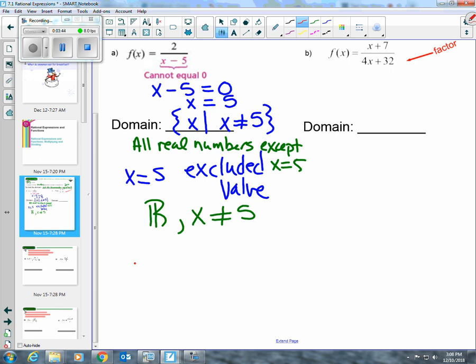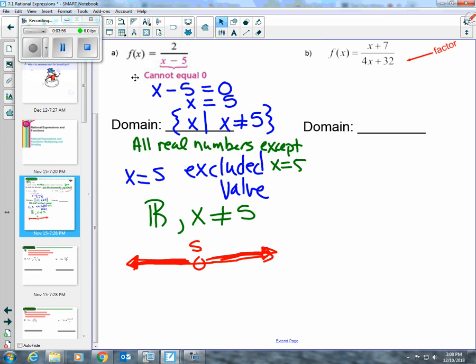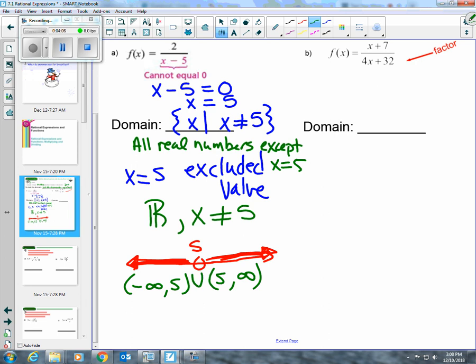Interval notation would be like thinking about what you could use on a number line. We couldn't have 5. But we could have everything else, so all the numbers less than that and all the numbers greater than that. So just kind of talking about different ways that you may be asked to write it. So that would be all the numbers from negative infinity to 5, and then all numbers from 5 to infinity. So basically, literally everything else except for 5, and that would be union. We're having both of those, either one end or the other. So lots of different ways to say it.